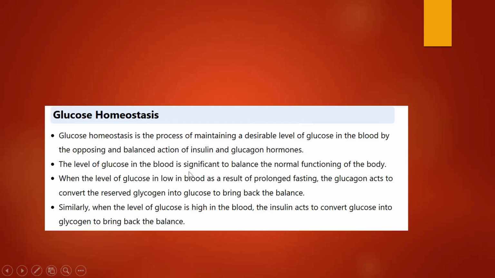The level of glucose in the blood is significant for the normal functioning of the body. The glucose level should be balanced, neither too high nor too low. So how is it possible? It is due to the set point and it is due to homeostasis.